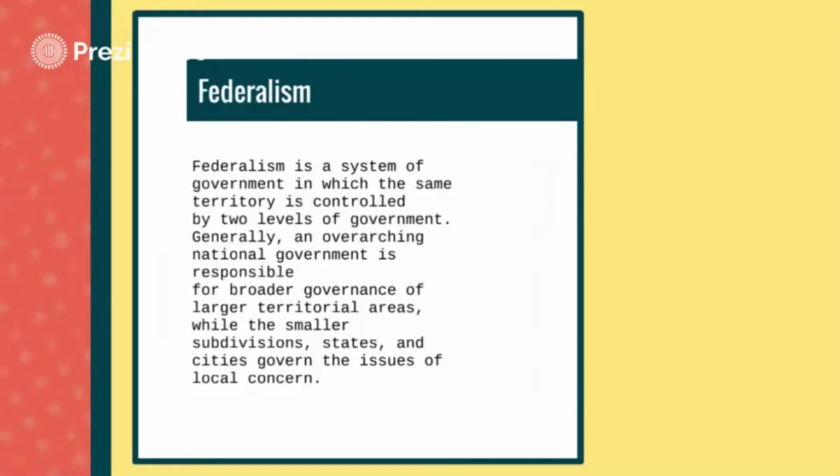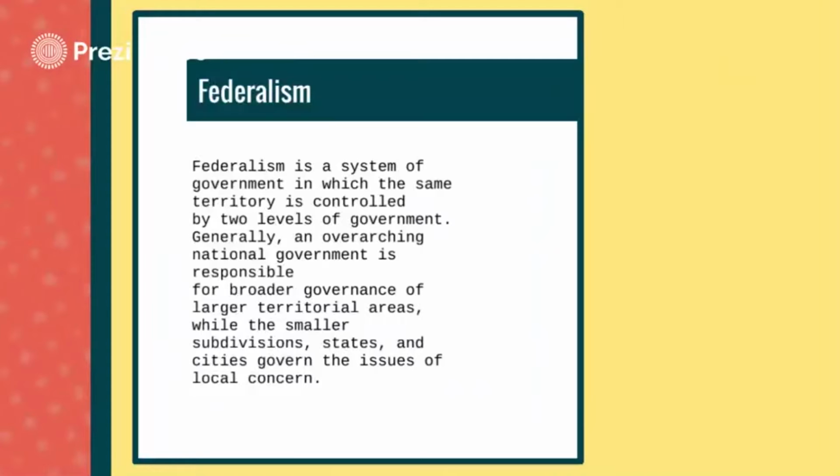Federalism is a system of government where the same territory is governed by two levels of the government. In India, we have the central government, which is responsible for the broader governance, while state governments are responsible for the governance of individual states. This implies that there is distribution of power between the central government and the state government. India has not described itself as a federation but rather as a union of states.